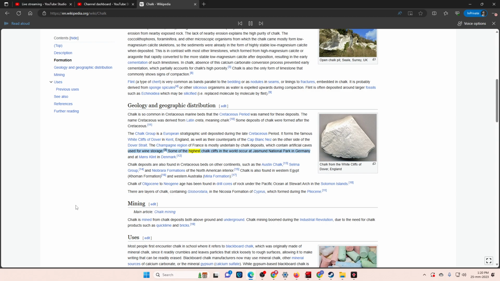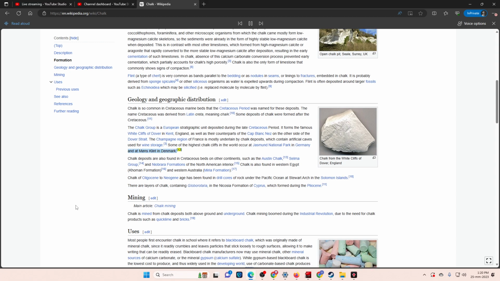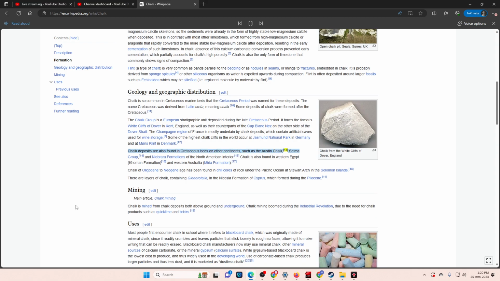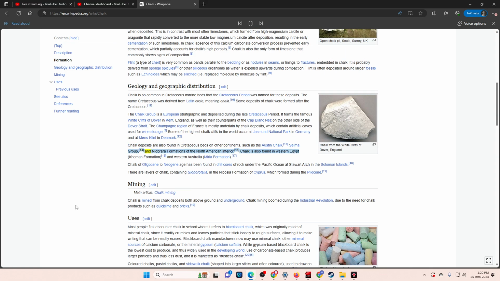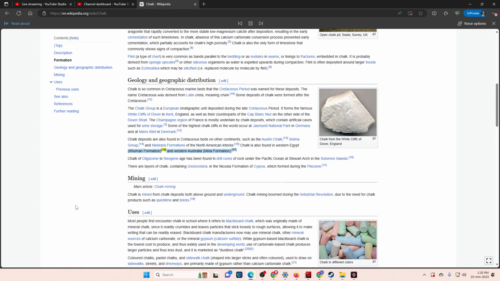Some of the highest chalk cliffs in the world occur at Jasmund National Park in Germany and at Møns Klint in Denmark. Chalk deposits are also found in Cretaceous beds on other continents, such as the Austin Chalk, Selma Group, and Niobrara formations of the North American interior. Chalk is also found in Western Egypt, Khoman Formation, and Western Australia, Miria Formation.